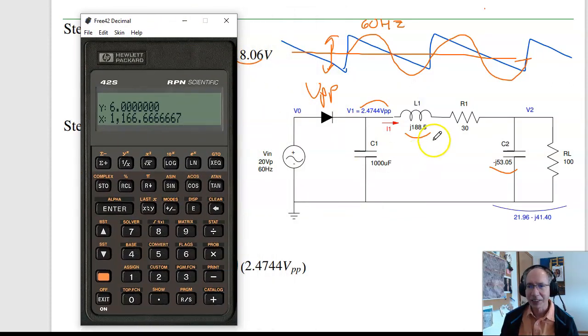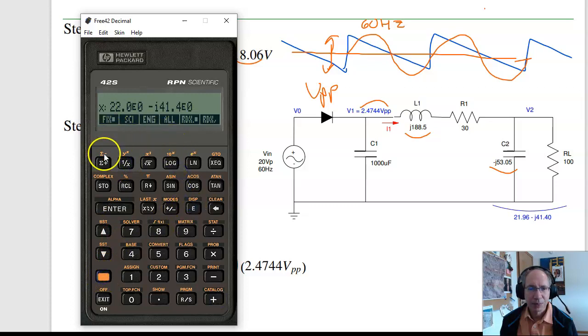That was easy. Okay, I want to put these two in parallel. That'll be 100 ohms in parallel with minus j53 ohms. So 0, enter 53.05. So there's minus j53 ohms. Inverse. Add the inverses, take the inverse. Gives you 21.96 minus j41 ohms.